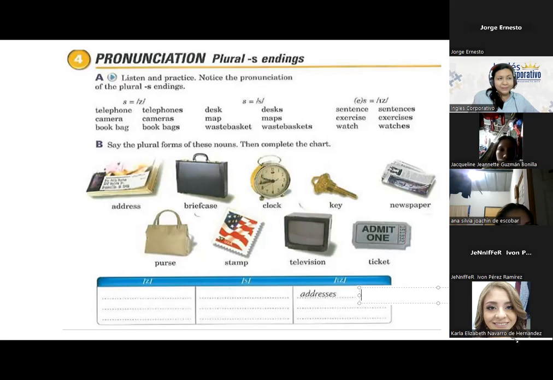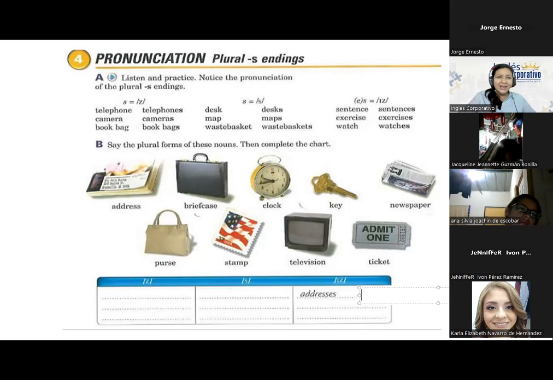Let's see, what else? Glass. Glasses. Dolls. Dogs. The animals. Animals. Class. Classes. Yes, okay. So it's important to practice the plural forms, okay? Very good.